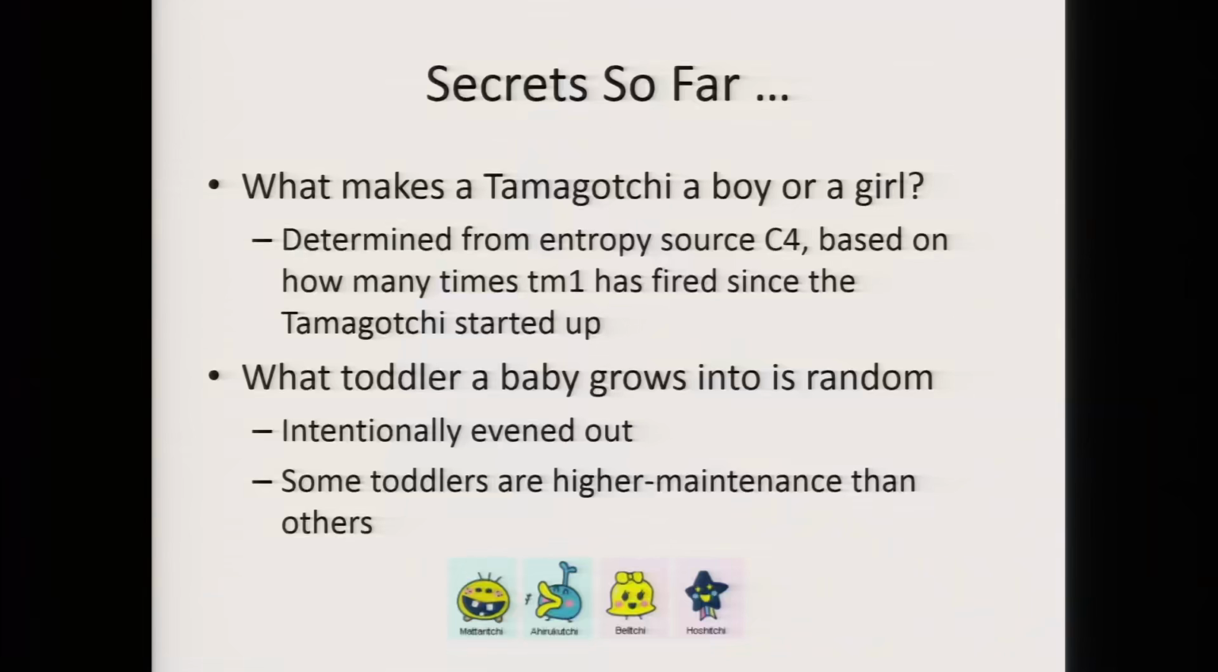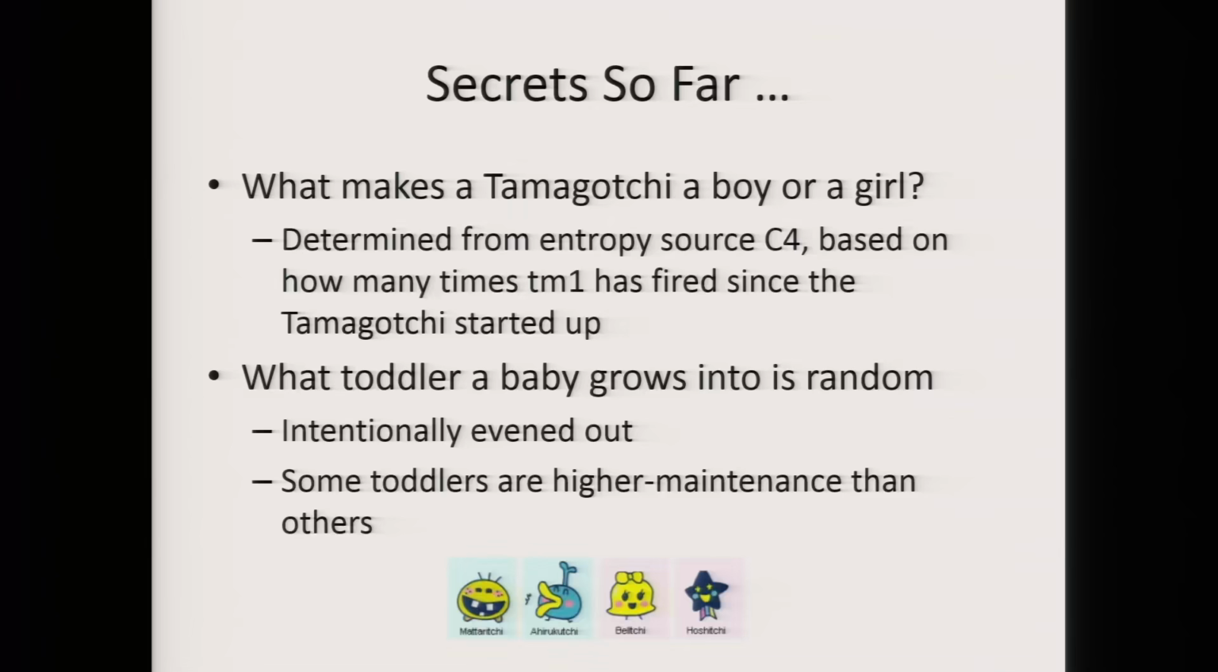So I was able to figure out a few secrets. One was, what makes a Tamagotchi a boy or a girl? And I found out that there was an entropy source, C4, that is based on how many times timer 1 has fired. And basically, this is what determines whether it's a boy or a girl. So when you're starting up your Tamagotchi, the instant at which you press the button to enter your name, that's what seals your Tamagotchi's fate.